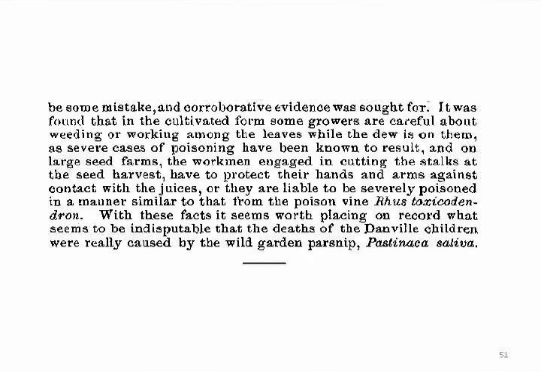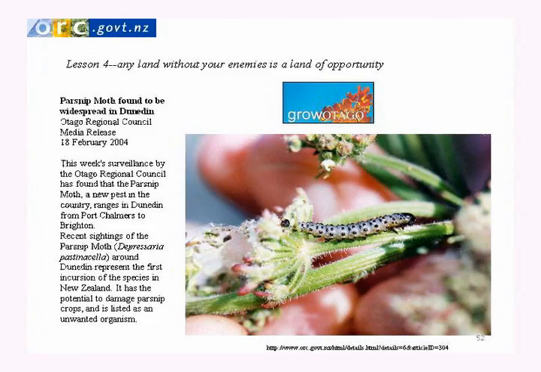And subsequently, it was found that, in fact, these plants do produce toxins, that workmen knew that, and when they engaged in cutting the stalks, they protected their hands and arms. With these facts, it seems worth placing on record what seems to be indisputable: the deaths of the Danville children were really caused by the wild garden parsnip. Post-introduction, there was a hike in the furanocoumarin content. Lesson 4: any land without your enemies is a land of opportunities.